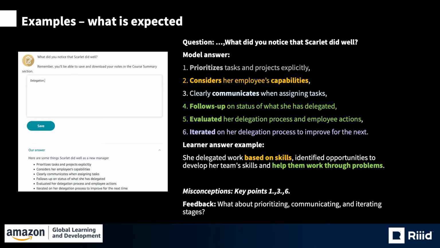Here's one example. Given a scenario in which there's a story that a manager successfully led a project and delivered it with her team, the learners are asked about what they have observed that the person did well as a manager. So here are 6 points we expect from learners, which has been explained to them before this activity. It is things that she can prioritize those projects. She considers their capabilities, she communicates, she does follow-ups, she evaluates, and also iterates for further improvement. So here's one example from learner, which has touched upon point 2, 4, 5.